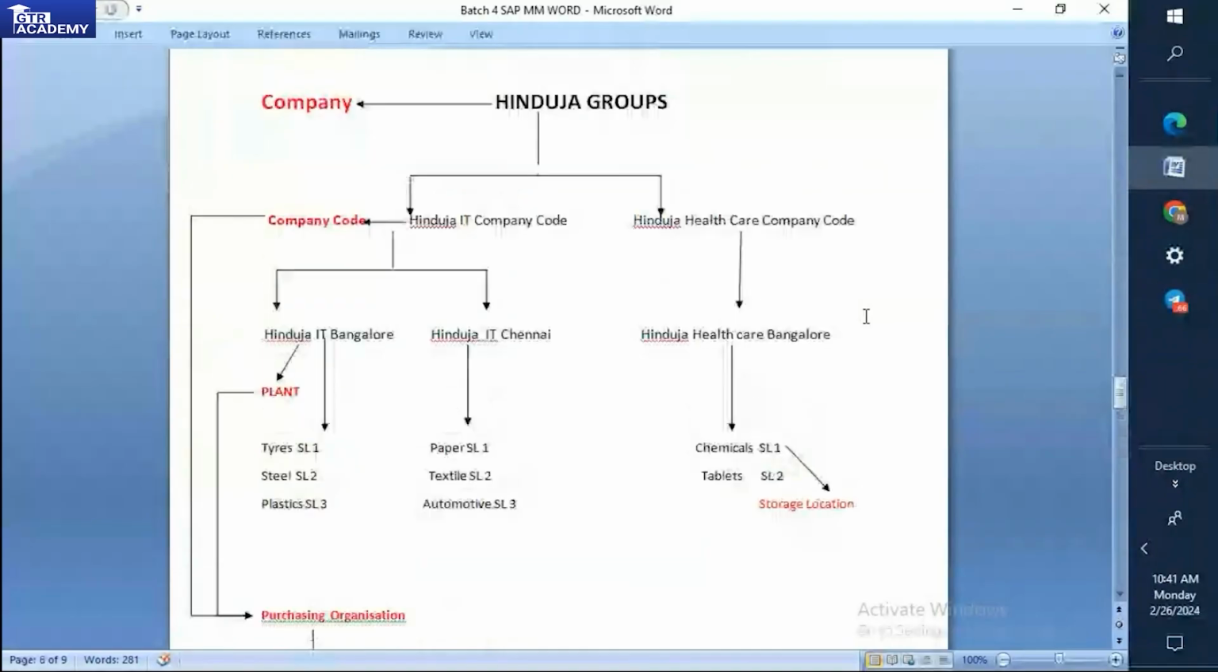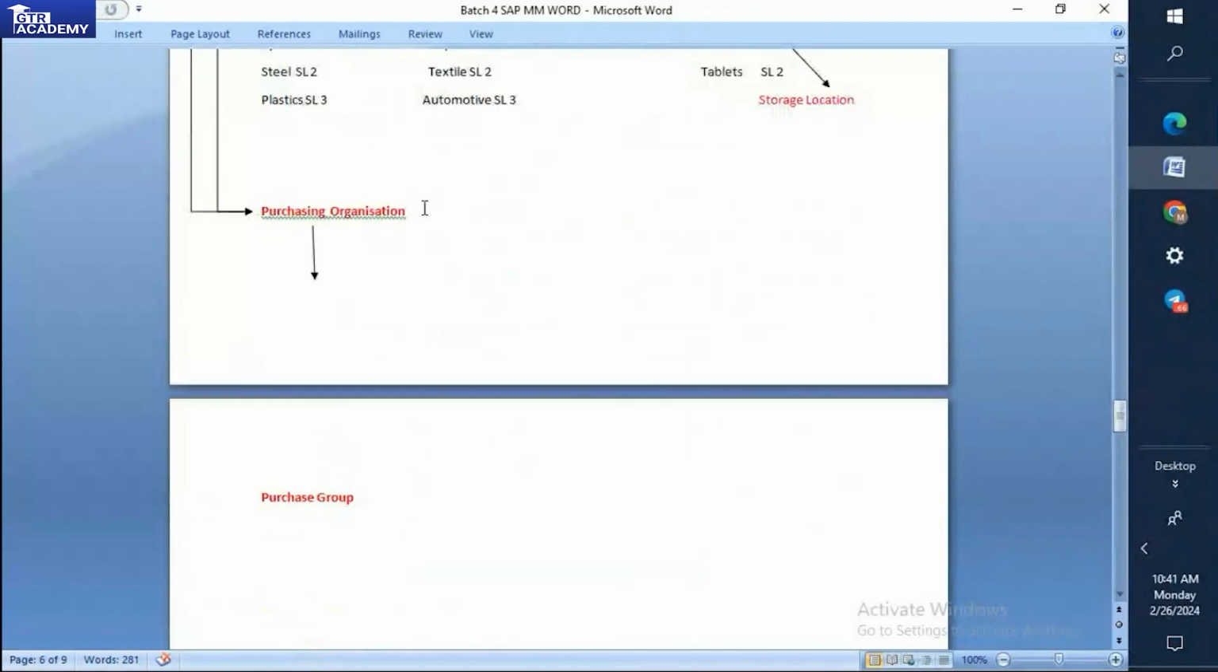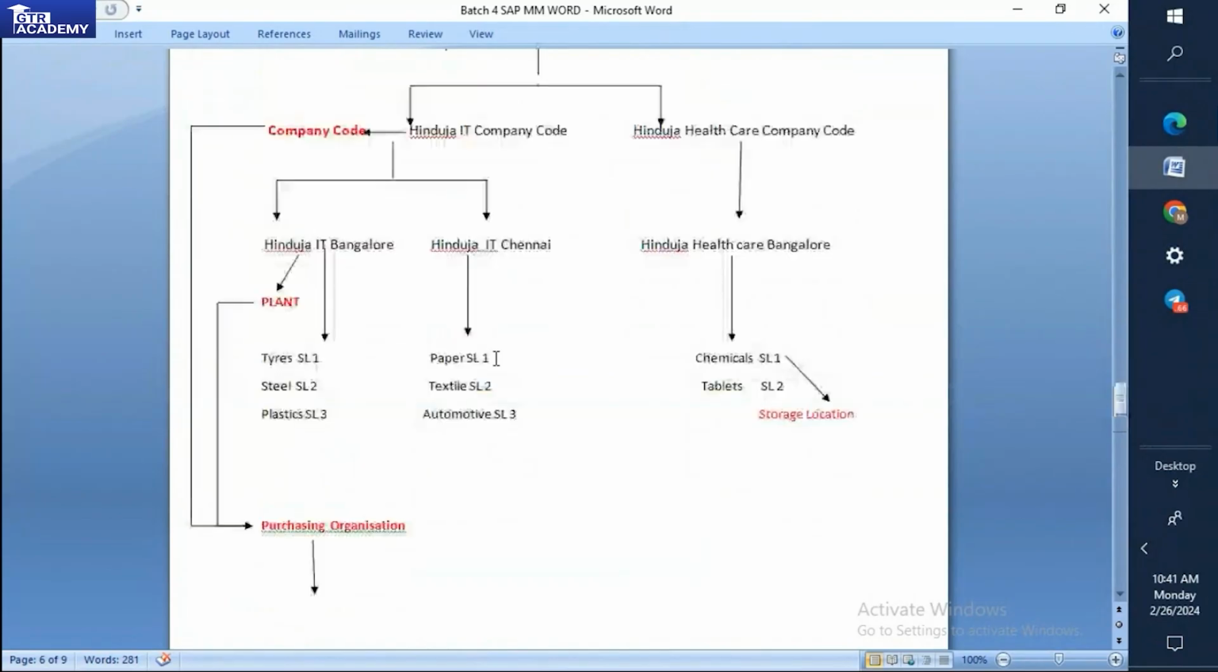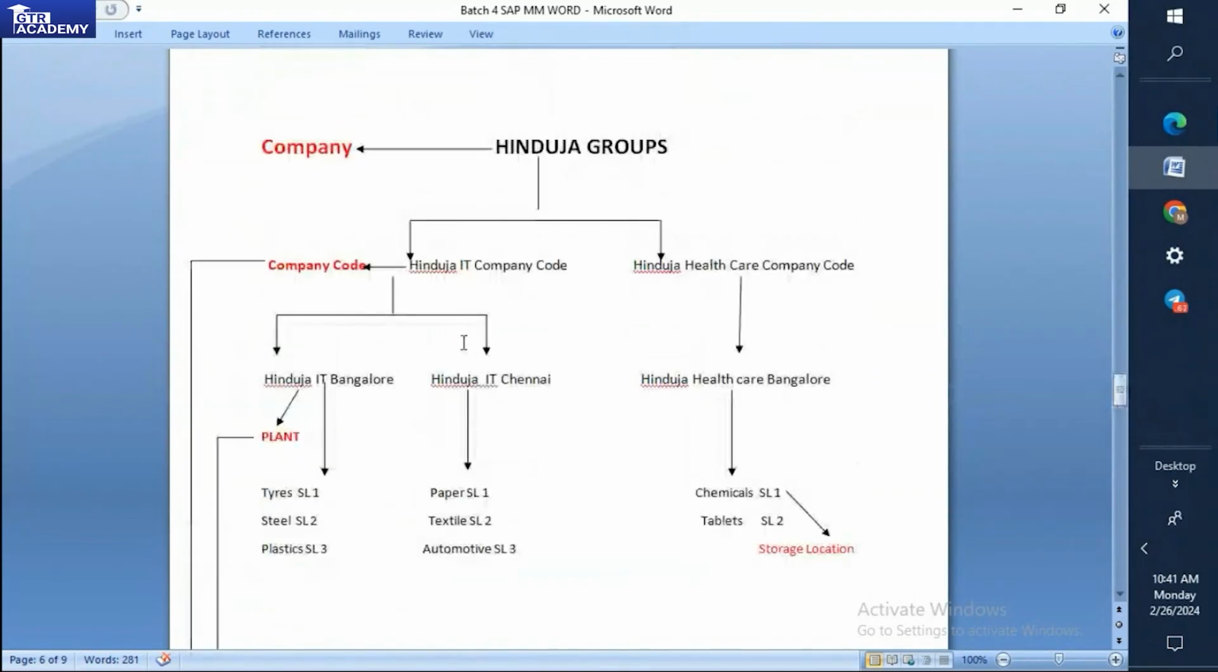Today, let's not go through too many topics. Just understand this flowchart: company, company code, plant, purchase organization, and then purchase group. Under purchase organization, there are three types: plant specific, cross plant, and cross company code. You can write it as a good flowchart diagram so that whenever you see it, you will know the complete process.